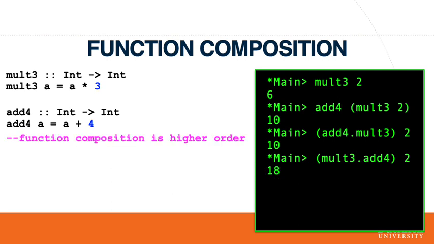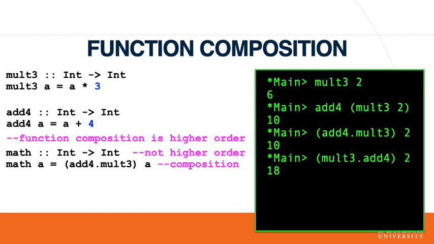The function composition operator is itself a higher order function. It takes two functions, composes them, and returns the composed function. We can use this operator inside of our functions. Math is not itself a higher order function, but it uses the function composition operator. It maps from an integer to an integer. It takes that integer and, using function composition, calls multiply by 3 and add 4. Math 2, 2 times 3 is 6, add 4, 10.